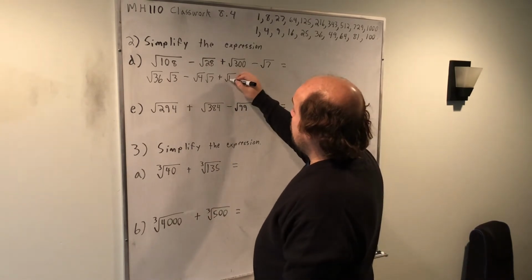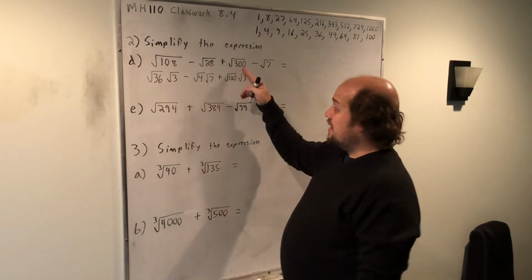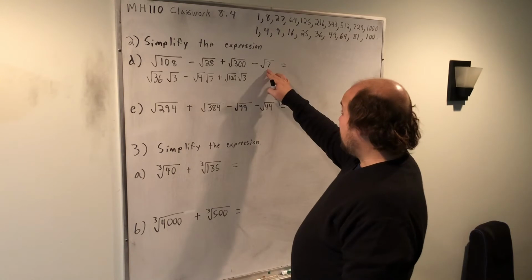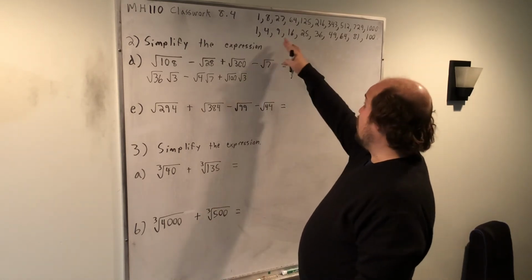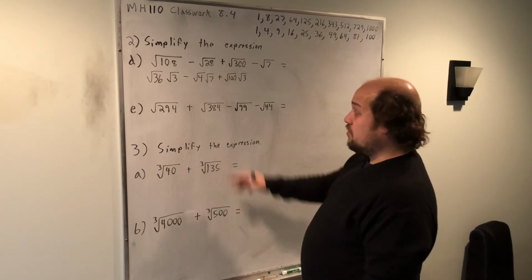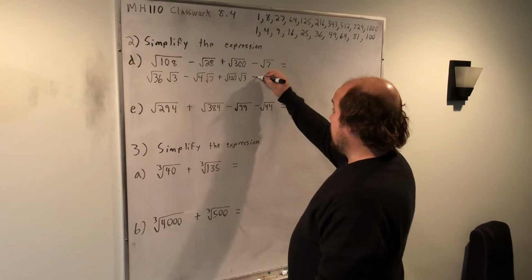So I should break this up into root 100 times root 3. If I tried root 7, 7 wouldn't go into 300 evenly. Now when I see this root of 7, there's no perfect square that can go into it. I need to leave it as a root of 7, but the good news is I see something that's going to be root of 7 that we'll be able to combine with it.